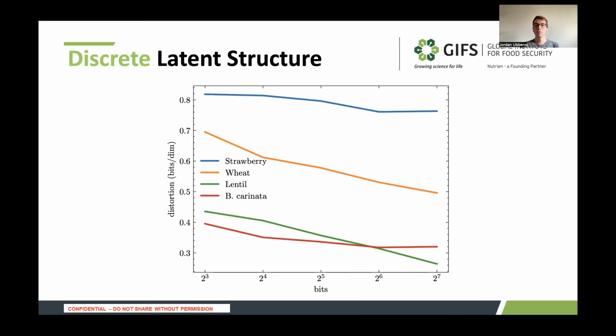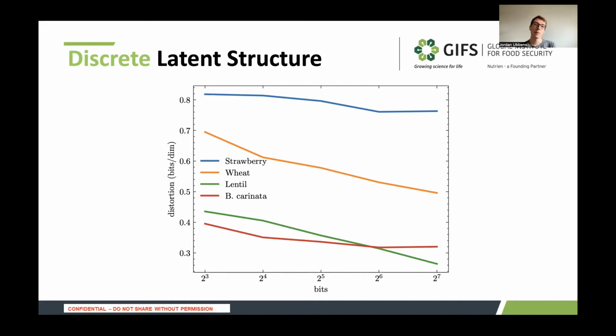Here's an example of rate distortion for a few different data sets. So on the x-axis here, you see that we have bits. So this is the bit depth of that representation I was talking about. And then on the y-axis, we have something called distortion. So basically, this is telling you how compressible these different data sets are. The higher the line, the less compressible the data set is. And so you see on the x-axis, as we vary from 16 to 128 bits of information, we see that strawberry is actually very hard to compress. Wheat, a little bit easier, and then lentil and Brassica carinata are on the bottom of the chart.